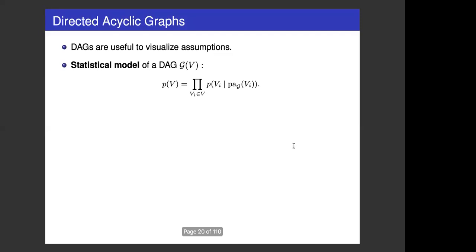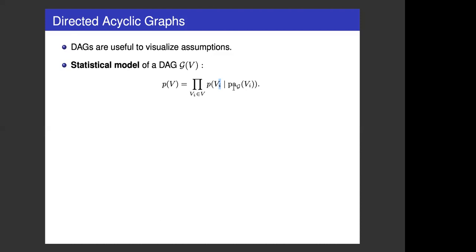And a statistical model of a DAG is the set of distributions that factorize as follows: the product over conditional densities of each variable, each vertex on the graph, given the parents of the vertex, where the parents are basically the vertices that directly point to the vertex.